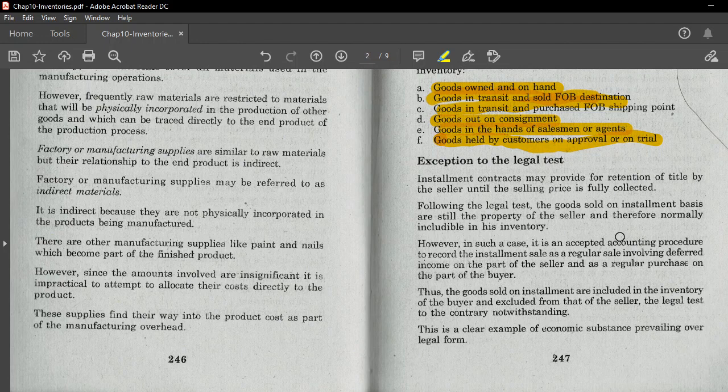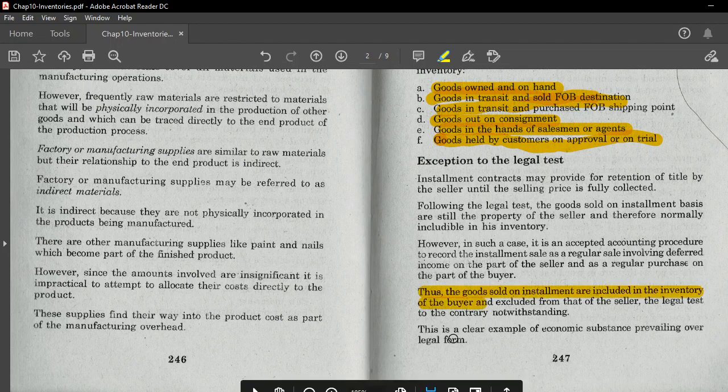So, legally, in form, ang laptop is not mine yet kasi hindi ko pa siya nabayaran lahat. I mean, hindi pa siya fully paid. So, it's still owned by the company. Pero, ang physical possession is naa sa akoa. Now, the question is, in accounting, it is accepted that the goods sold in installment are included in the inventory of the buyer.